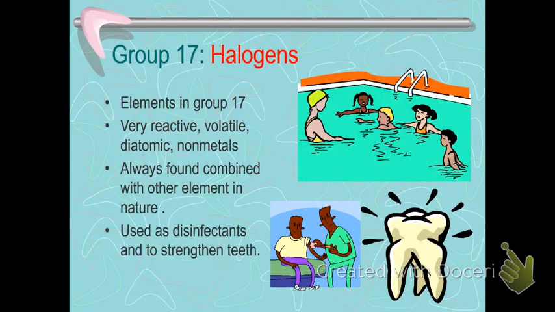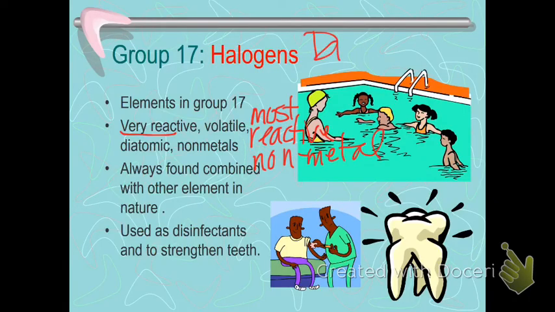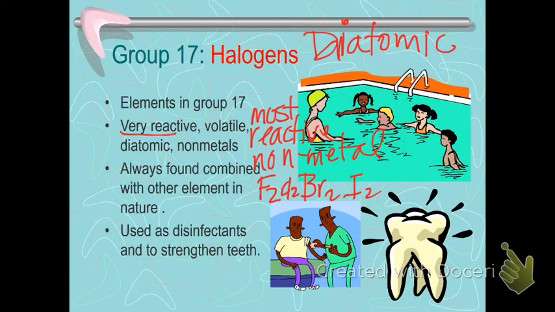The halogens, very important group. These are, it says, very active, and I'm going to tell you that these are the most reactive of the nonmetals. Most reactive nonmetals. They are also diatomic. We need to write that down. Remember, that means... So we have fluorine, we have bromine, I left out chlorine in the middle, iodine, and astatine is in there, but there's so little of it we don't ever deal with it, okay?